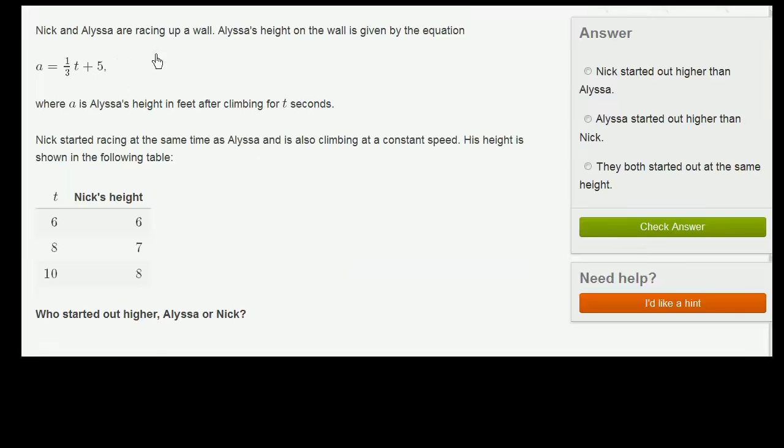Nick and Alyssa are racing up a wall. Alyssa's height on the wall is given by the equation A = 1/3 t + 5. So that sounds like they're wall climbers of some kind, where A is Alyssa's height in feet after climbing for t seconds.